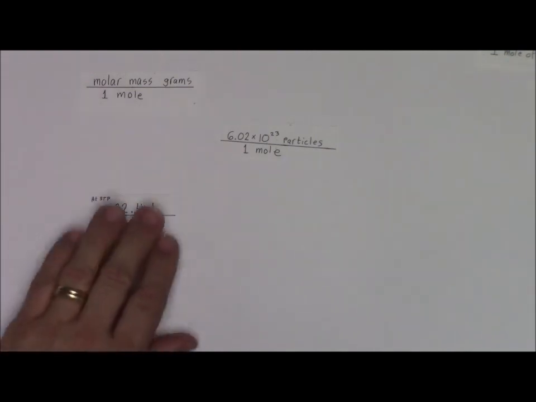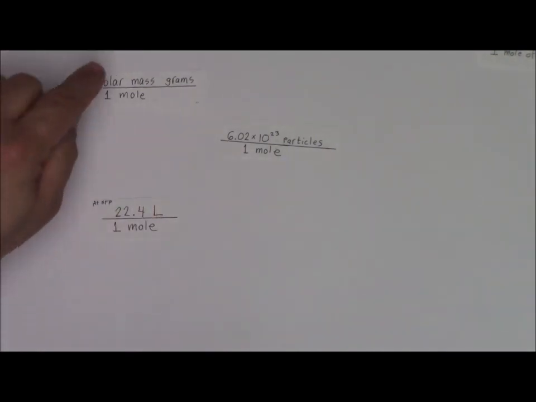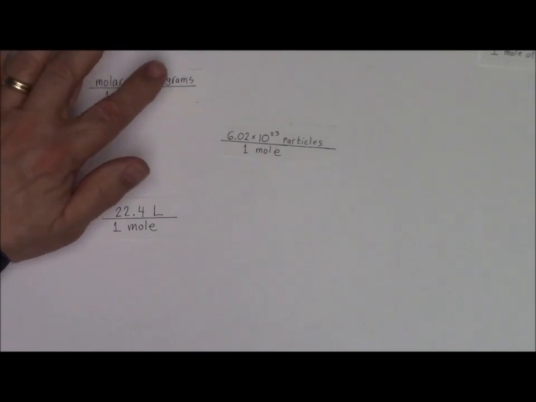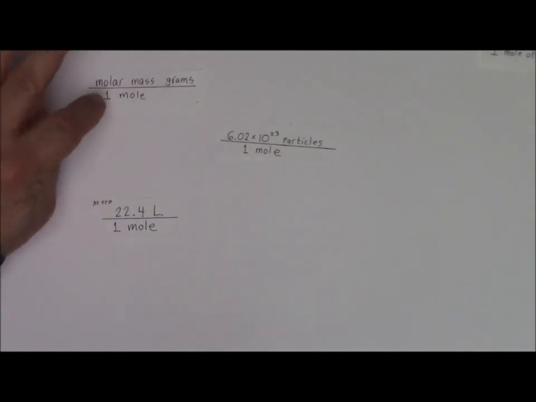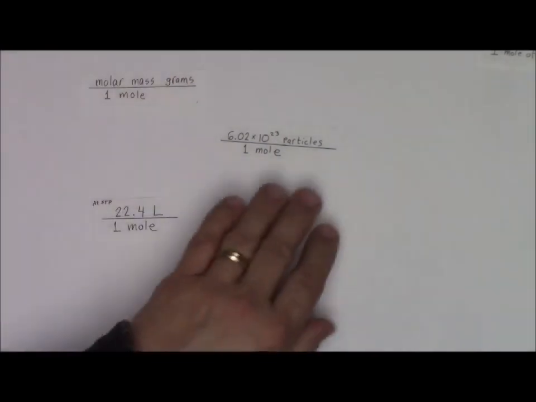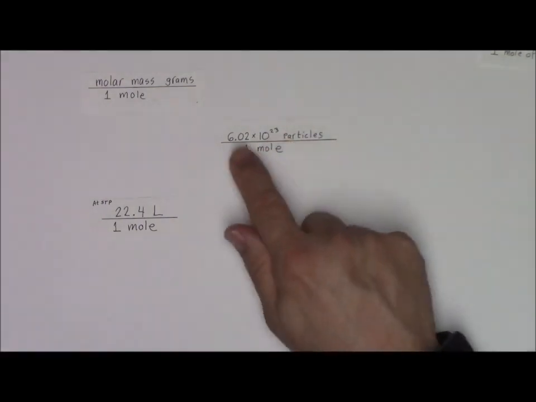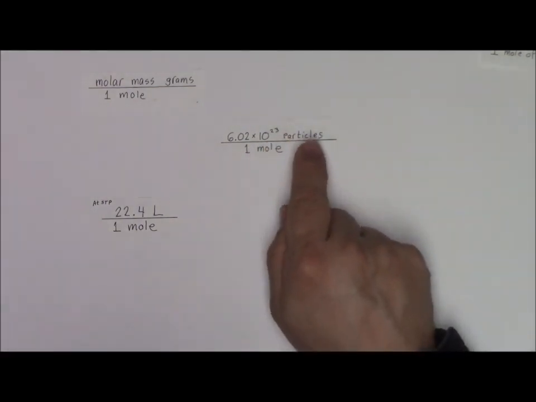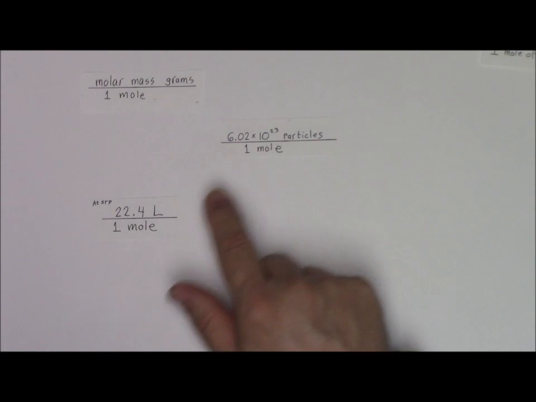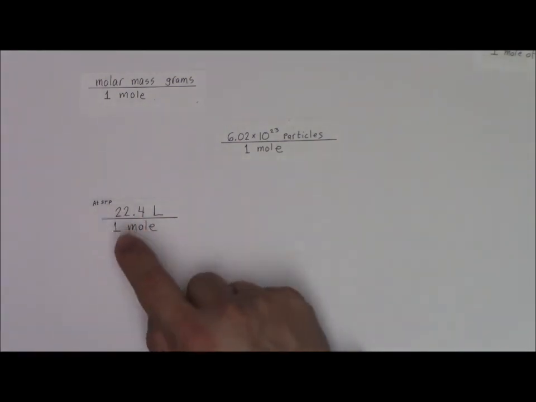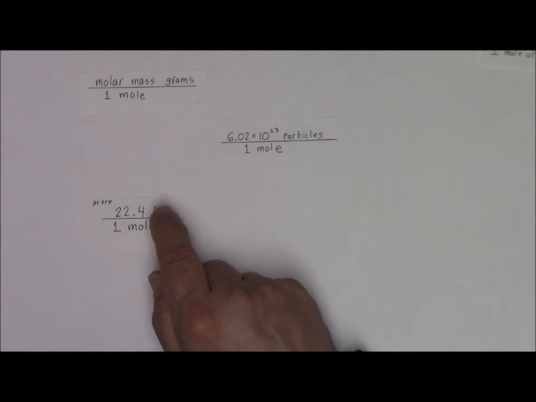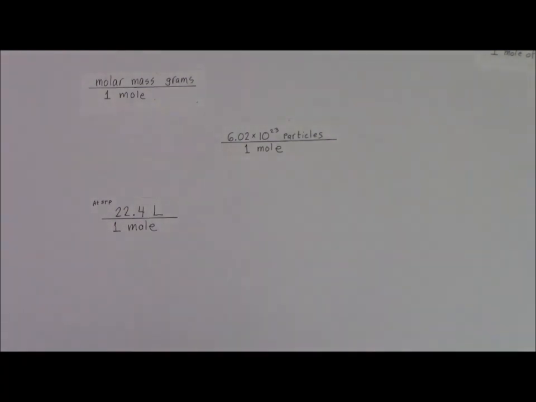Now you can flip every one of these conversion factors and you get equally valid conversion factors. So the molar mass of a substance in grams is the mass per 1 mole. There are 6.02 times 10 to the 23rd particles in 1 mole, and at standard temperature and pressure there are 22.4 liters of volume occupied by 1 mole of gas.